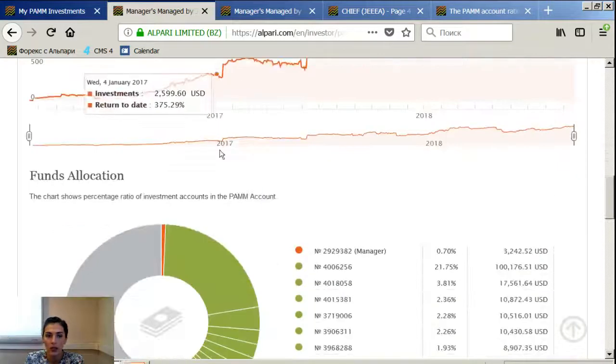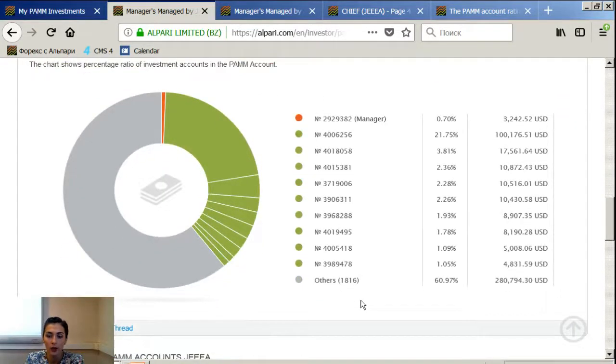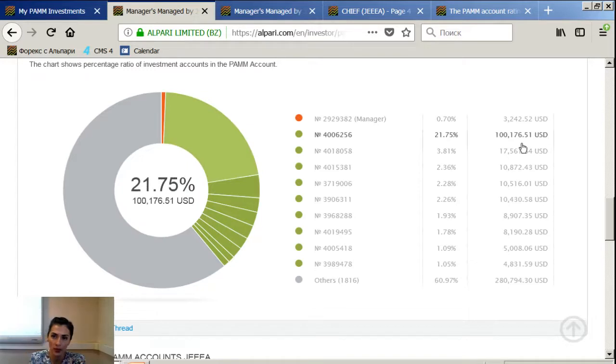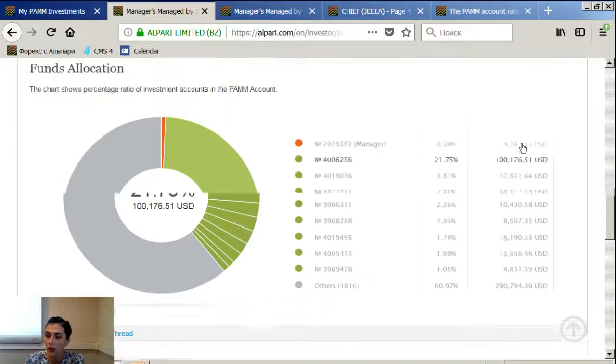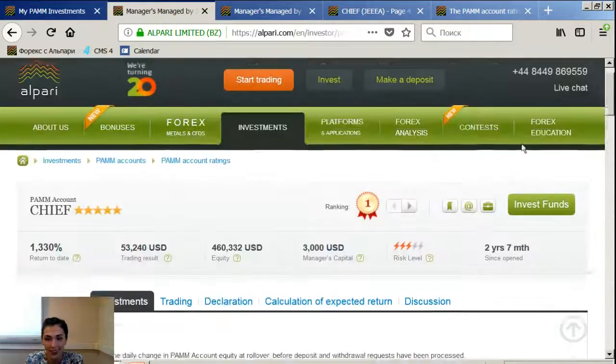Okay, funds allocation showing how many investment accounts are on the PAMM account now, and what is the biggest amount of investment at that time, more than $100,000, I'm sorry.